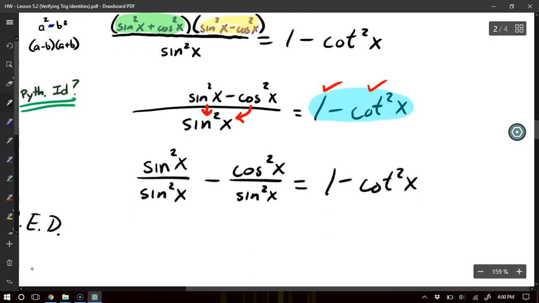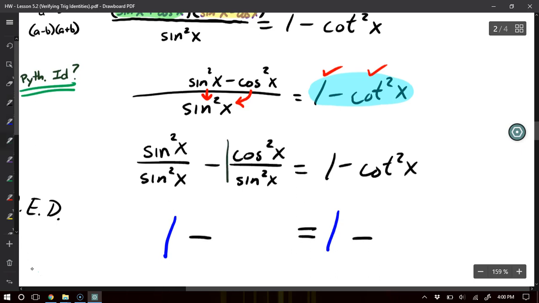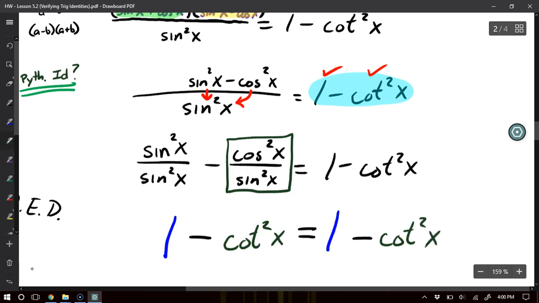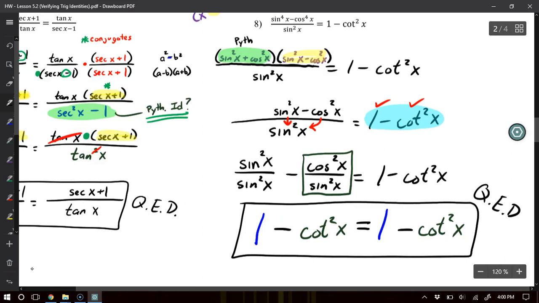expand them out. And the reason why is because now I can see I have sine squared of x divided by sine squared of x. That's 1, which is exactly what I wanted on the right-hand side. And I have minus, so that's good. And the next part is cosine squared of x over sine squared of x. Well, that's cotangent squared of x, which is exactly what I want. And so it has been demonstrated. QED. We have proven that the left-hand side equals the right-hand side.